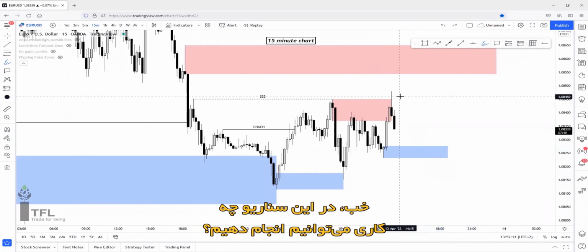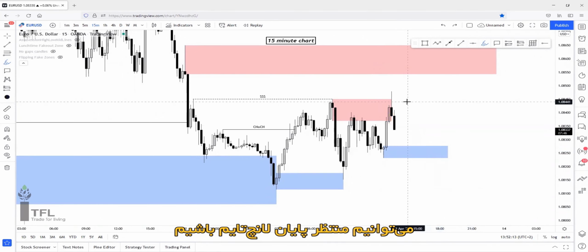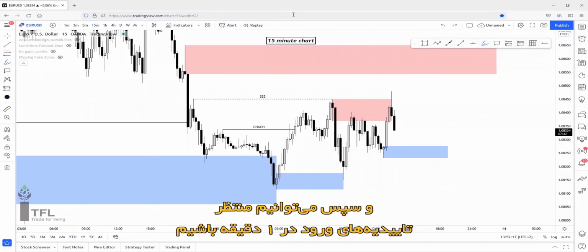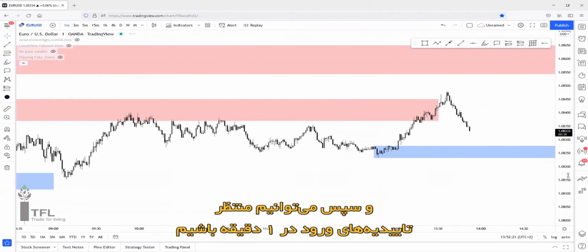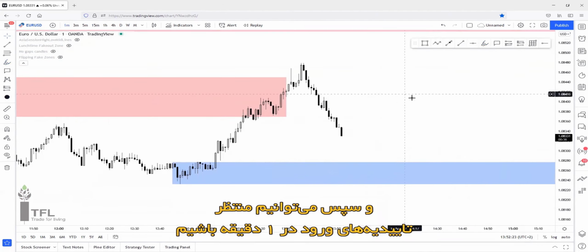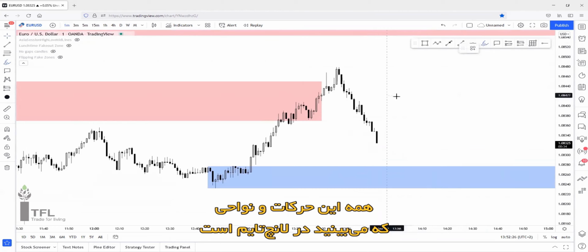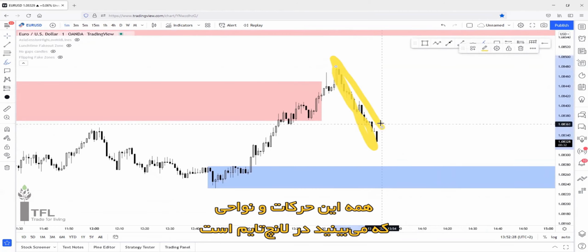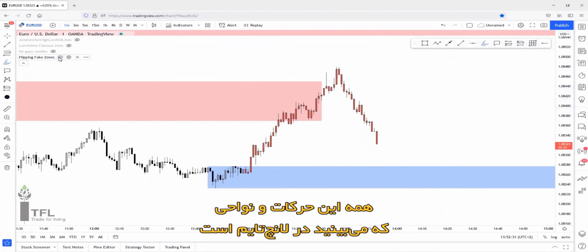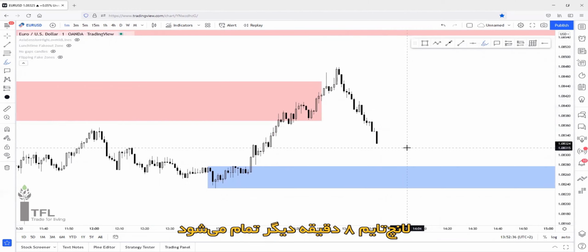Okay, so what can we do in this scenario? We can wait for the end of the lunchtime session. And after that lunchtime session is being ended, we'll be able to look for 1-minute confirmation entries. For example, on one of the lunchtime zones, because all of these zones right here, all of these downside movements are in the lunchtime zone area, right? As you can see, all of these movements are in the lunchtime area. So when will it end? Lunchtime is ending in 8 minutes.